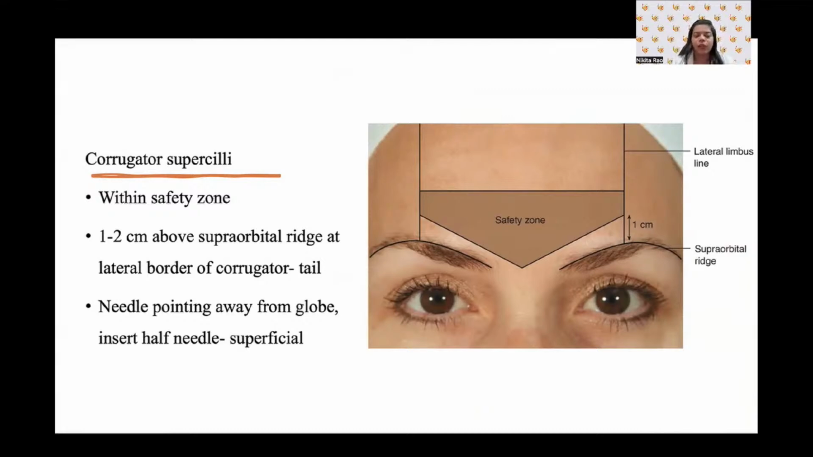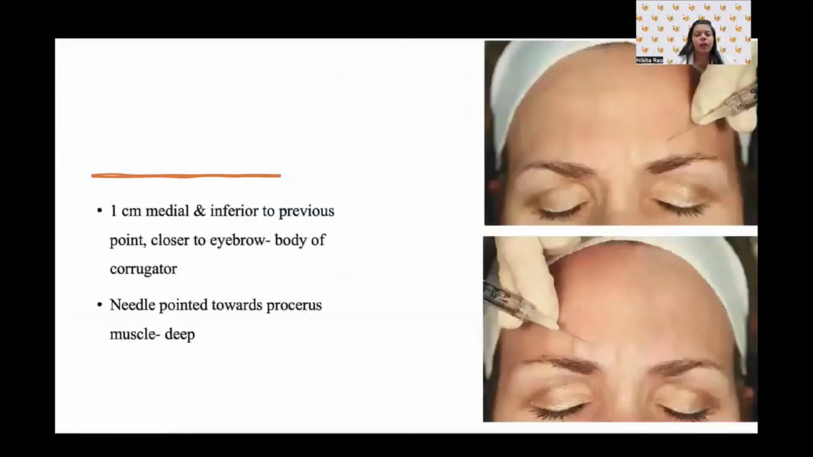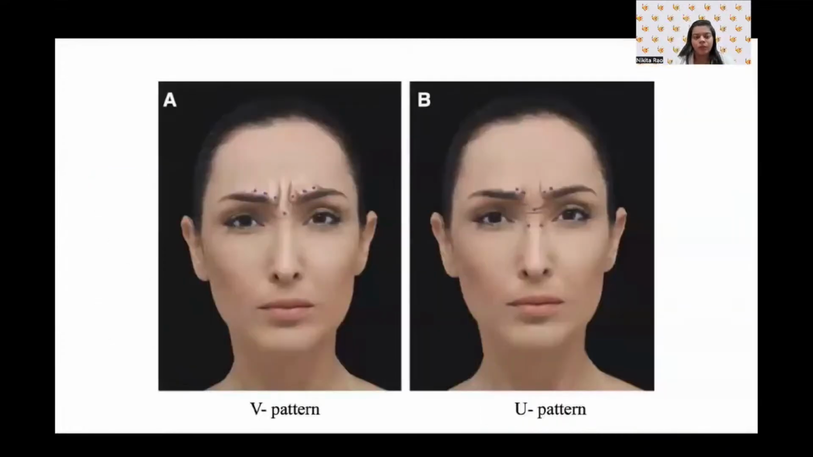The needle should be pointing away from the globe, and half of the needle should be inserted, and superficial injections are given. Coming to the body of the corrugator, it is given 1 centimeter medial and inferior to the previous point, which is closer to the eyebrow. The needle should be pointed towards the procerus muscle and it should be a deep muscular injection.